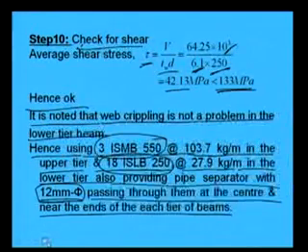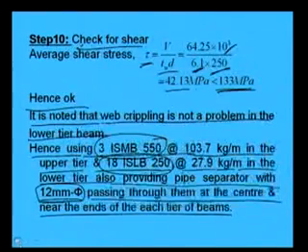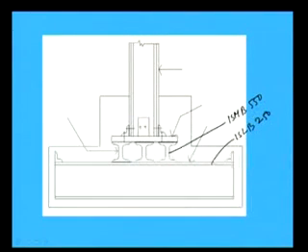Now the design picture, if we see, will be something like this. Here we are providing the upper tier of 3 numbers of ISMB 550, and the lower tier beam we have provided ISLB 250. Here we are providing 3 numbers and here we are providing 18 numbers, right.